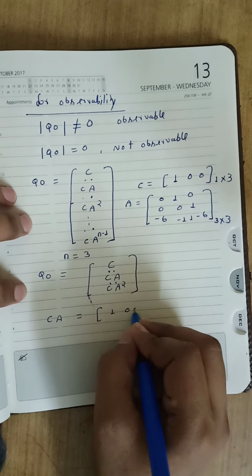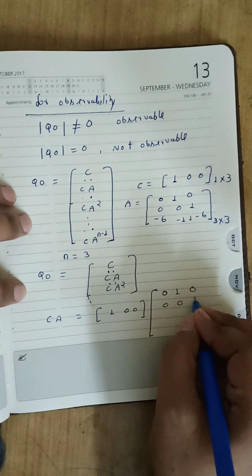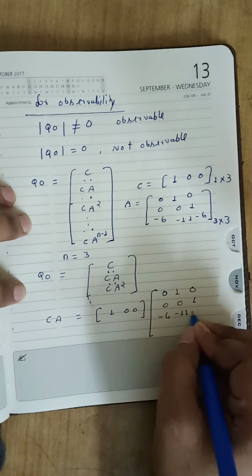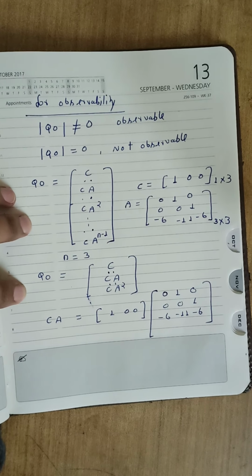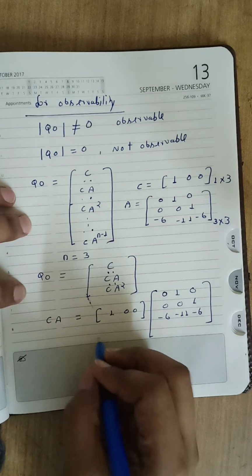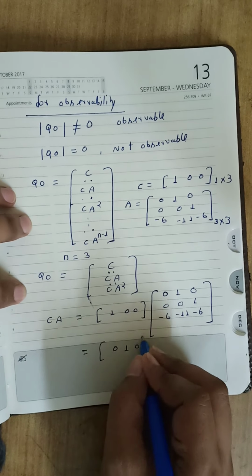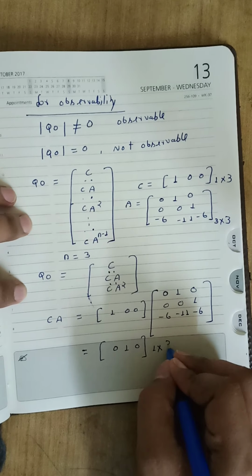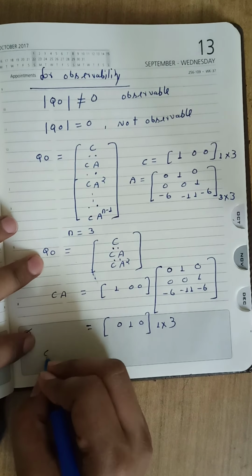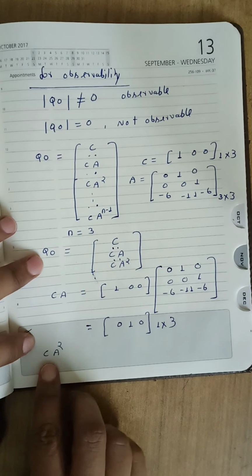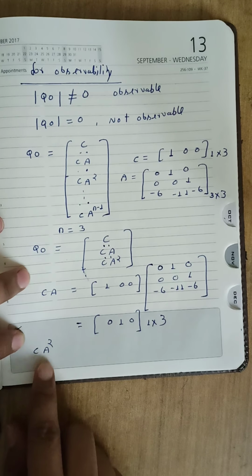C is 1 0 0. A we know, it is 0 1 0, 0 0 1, minus 6 minus 11 minus 6. After matrix multiplication we have the value of CA, it is 0 1 0 of size 1 cross 3. Now let us calculate CA square. A square we already calculated, so no need to define A square again.